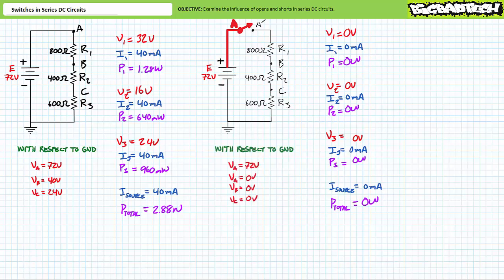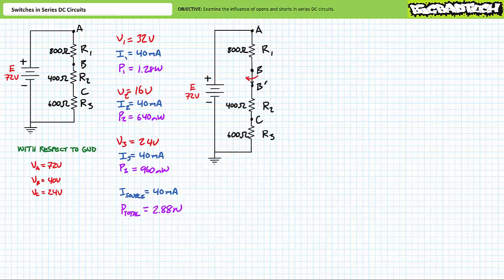With regard to the nodal voltages with respect to ground, VA with respect to ground would be 72 volts, and VA single prime, VB, and VC would be 0 volts with respect to ground. You will again note that all voltage appears across the open, A to A single prime.